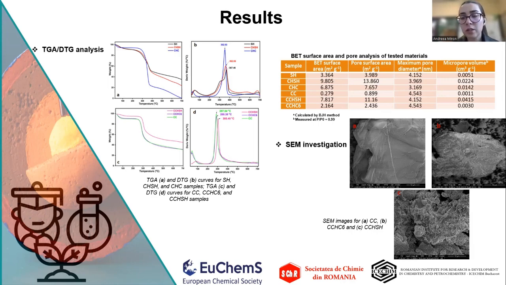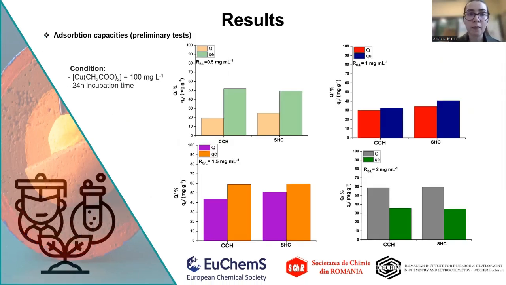SEM images show the presence of the calcium carbonate in the structure of the chitosan. You can see in image C the presence of calcium carbonate, compared with the commercial chitosan and the chitosan obtained from commercial chitin.